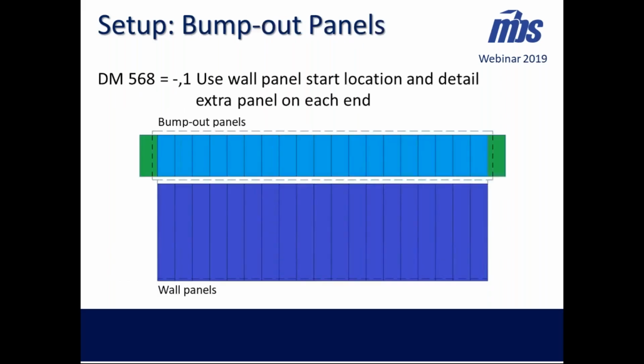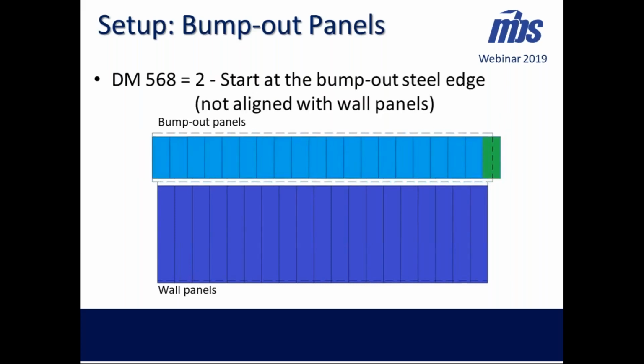So with DM568, when it's not set or it's a 1, by default the MBS is going to detail an extra panel on each end. Then they'll just field cut that, and you'll have plenty of material there. Option 2 will allow you to start the panel detailing at the edge of the bump out and then detail what's needed on the far right end. Your ribs won't align with your wall panels, but it'll be the least amount of material that you would need.